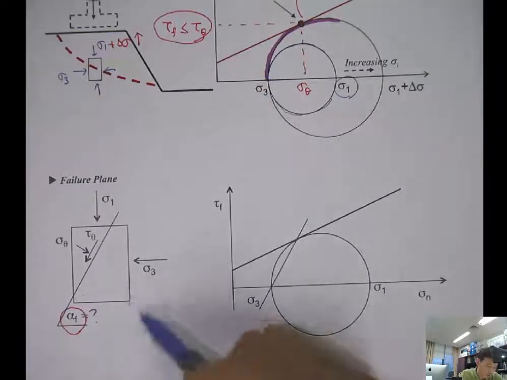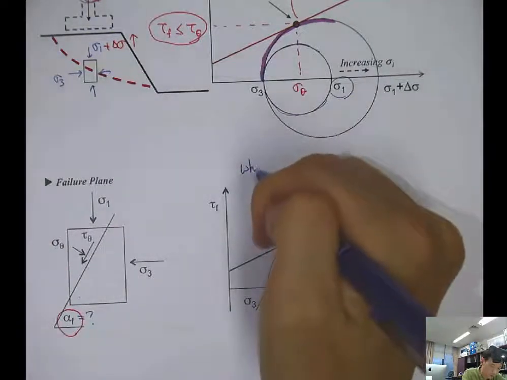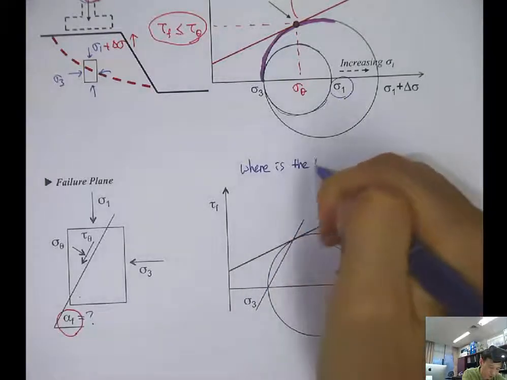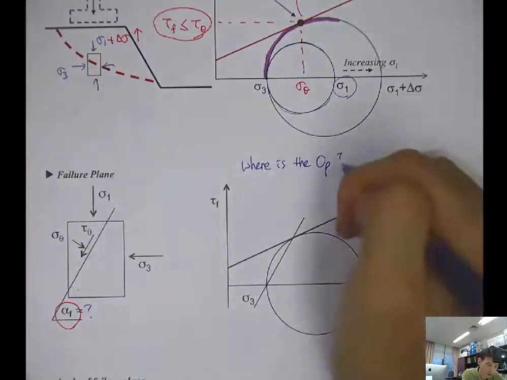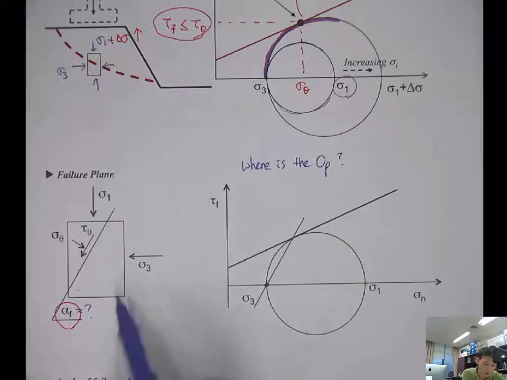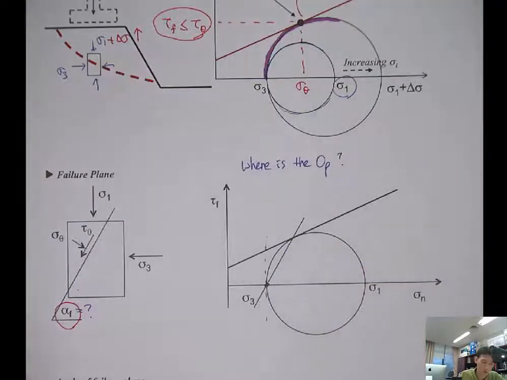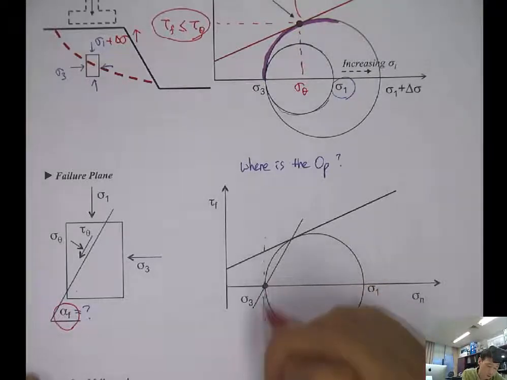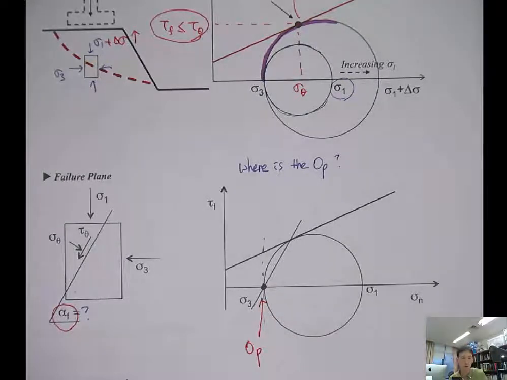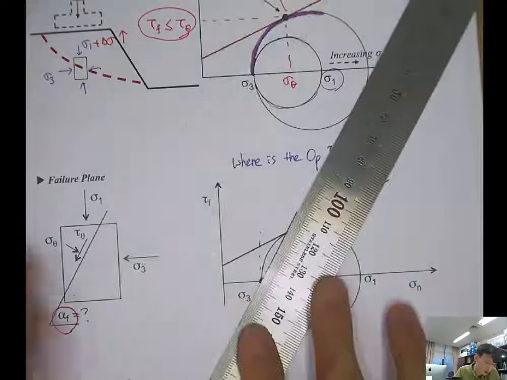So if this is the stress state given, we can find the pole. Where is the original plane? Because sigma 1 is applied on the horizontal plane, if you plot it, this will be the OP, and you can double check with sigma 3. Sigma 3 is applied on the vertical plane, so the intersection with the Mohr circle will be OP, right?